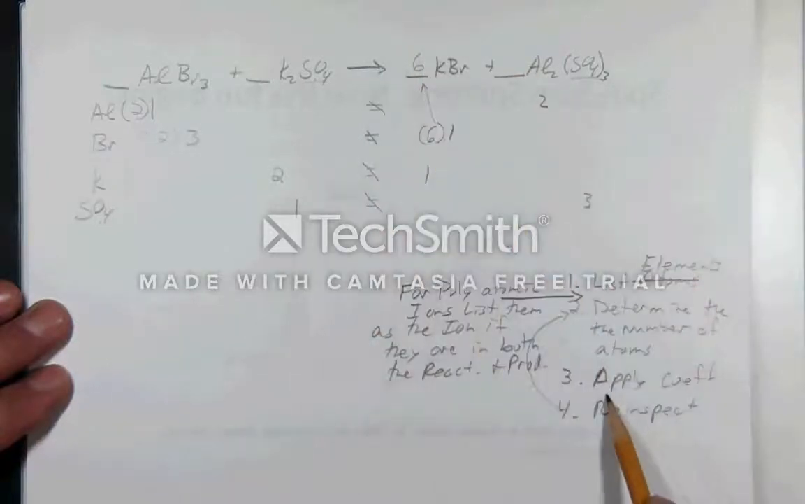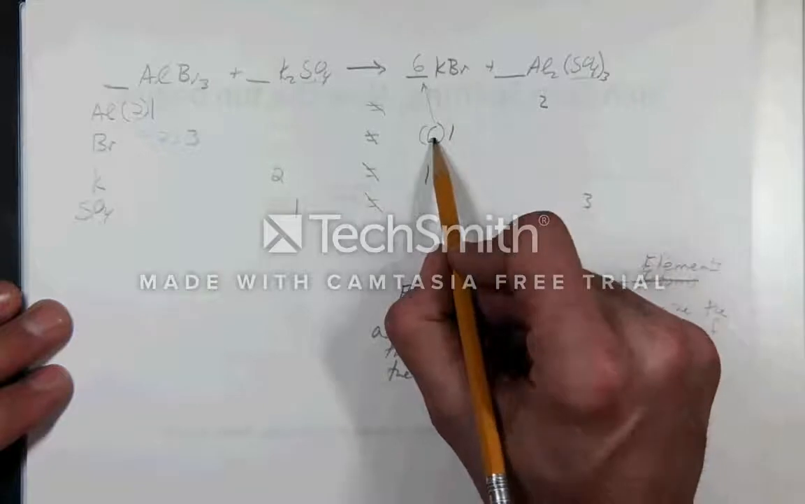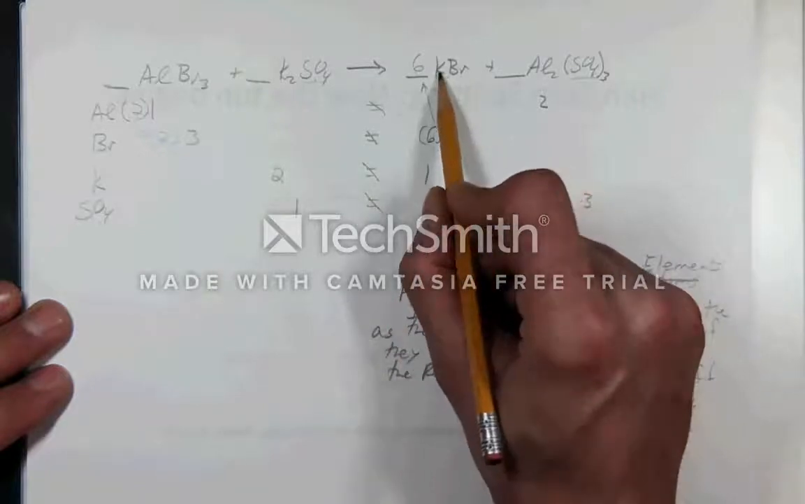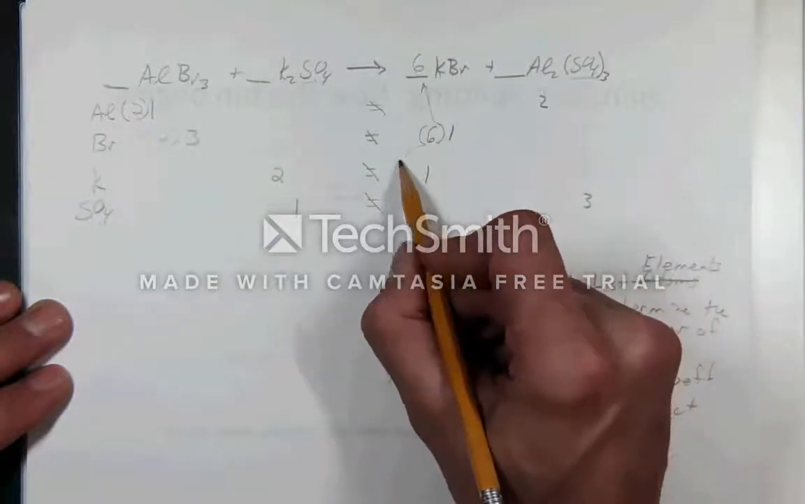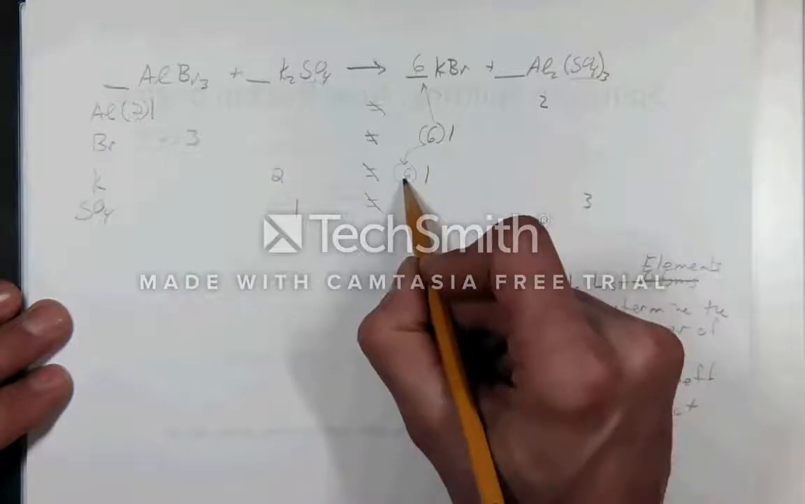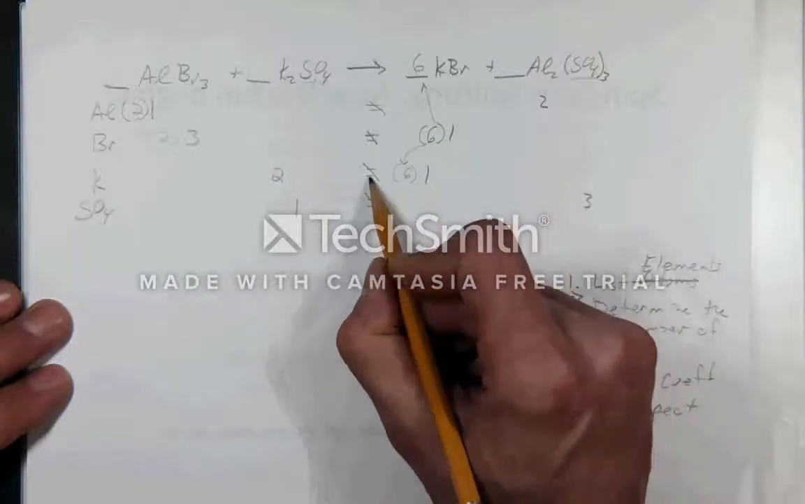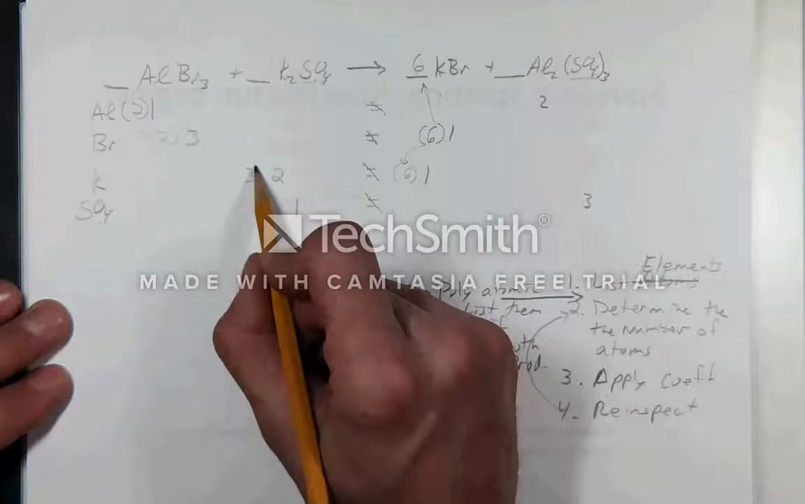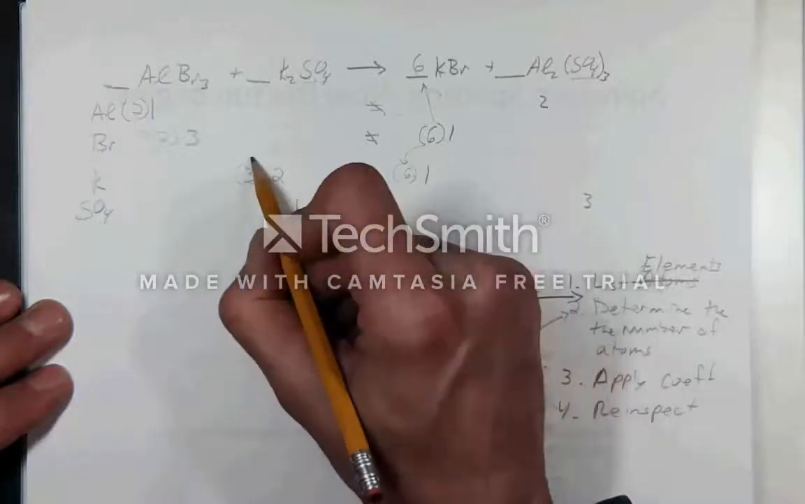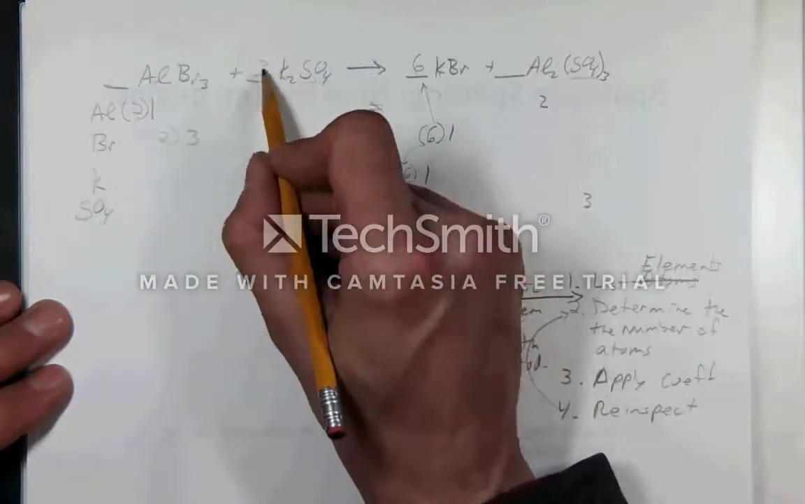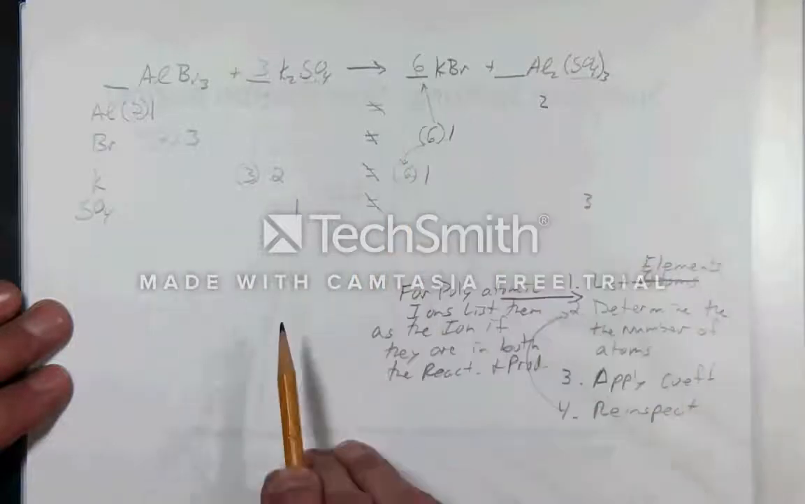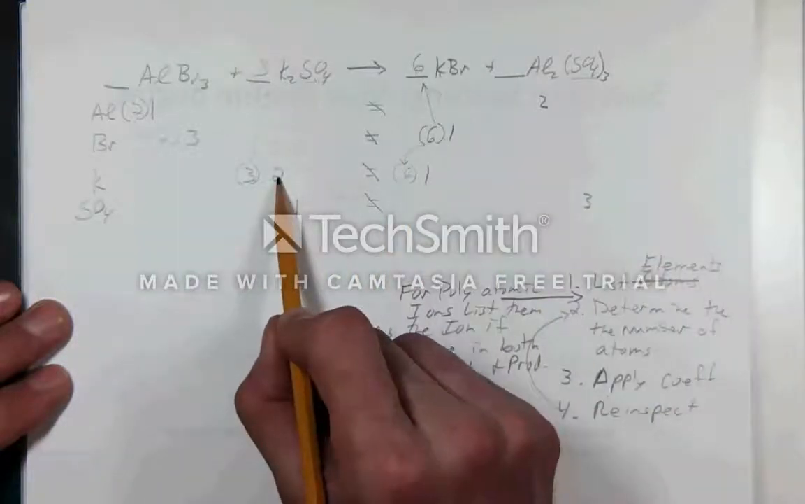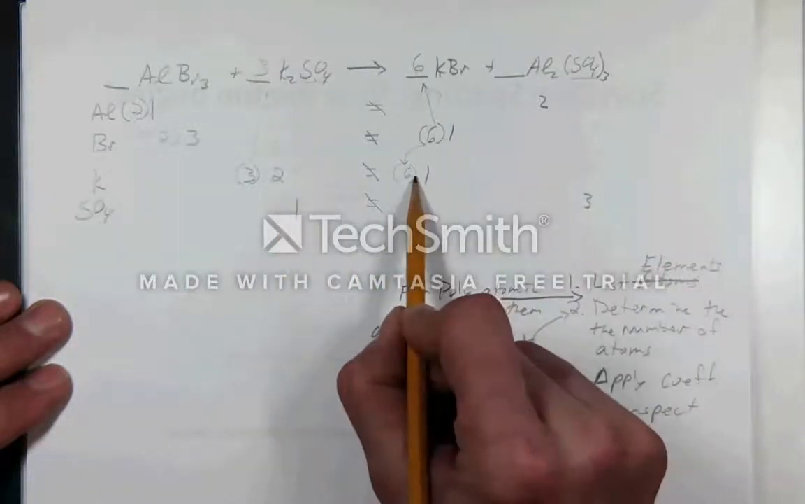Every time you apply a coefficient, reinspect. This 6 we used to balance the bromines, but it also applies to this potassium. 6 here, the same 6. 6 times 1 doesn't equal 2, but 3 times 2 is 6, so this 3 now goes up here. 3 times 2 is 6. 6 potassiums on the left, 6 potassiums on the right.